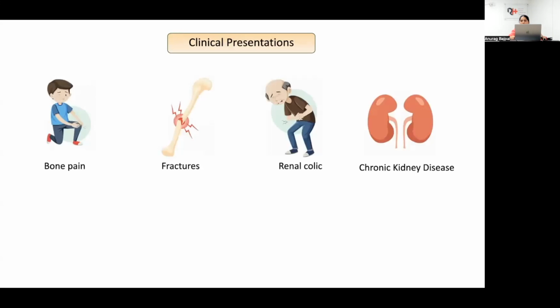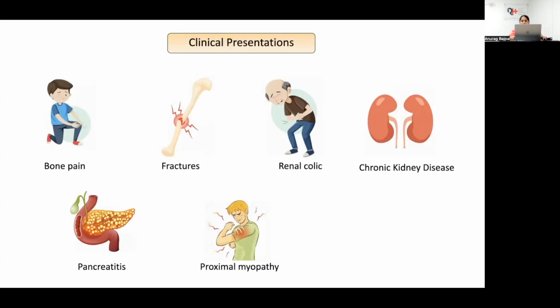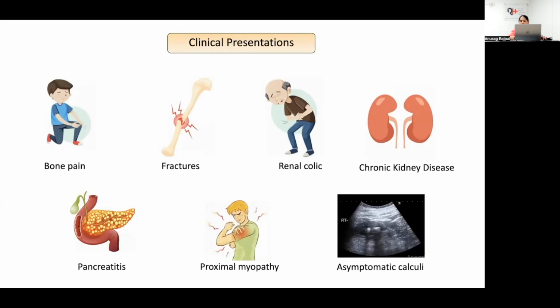As we know, the clinical manifestations of hyperparathyroidism include joint pain due to osteoporosis, fractures, renal colic and chronic kidney disease due to renal calculi, pancreatitis due to hypercalcemia, proximal myopathy, and asymptomatic calculi found on an ultrasound done for any other cause.